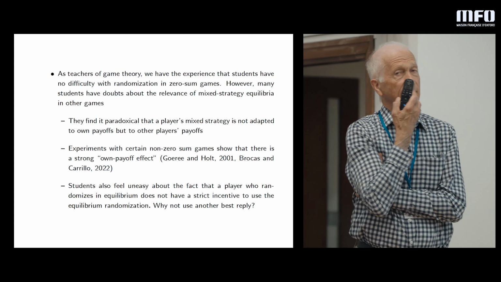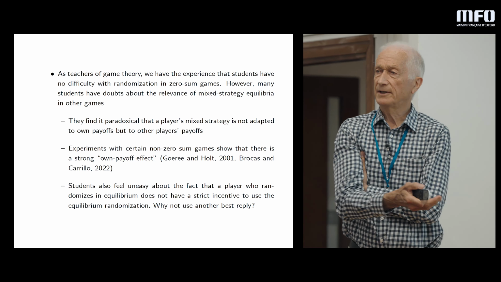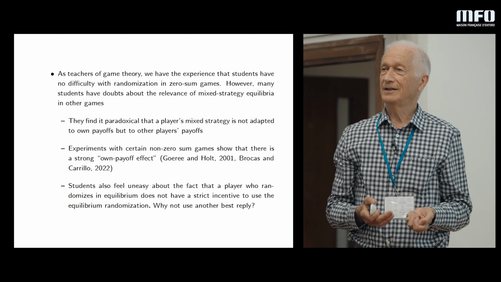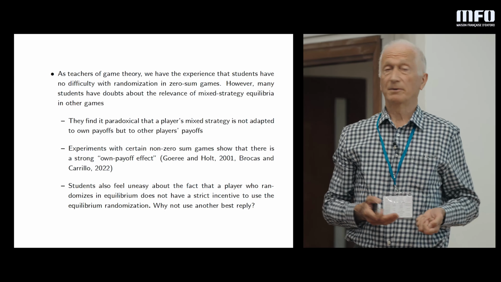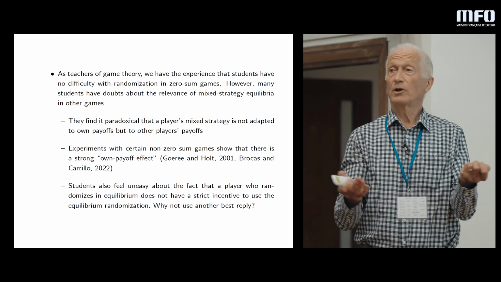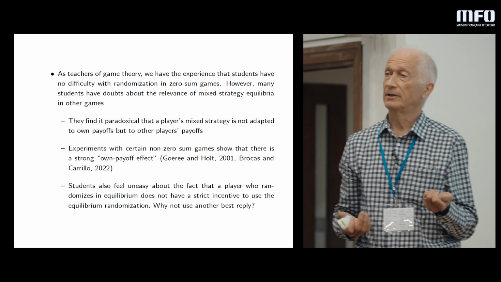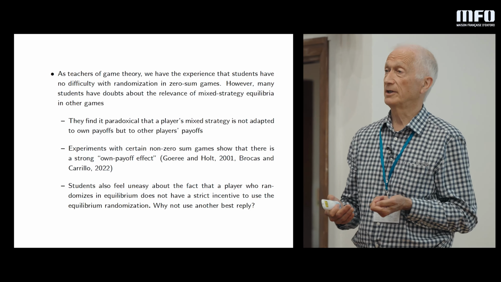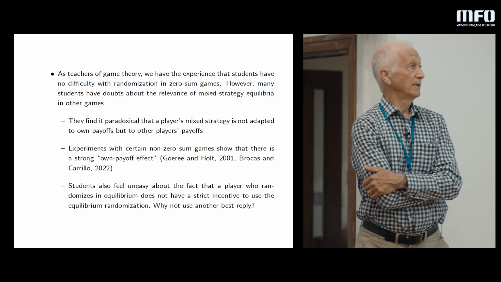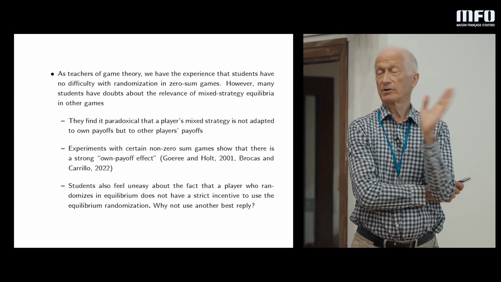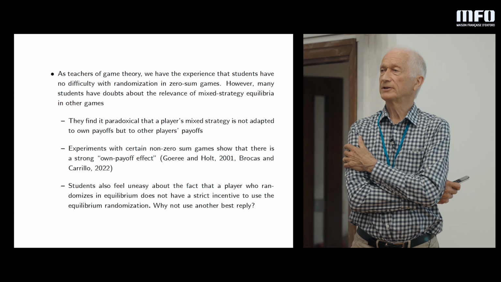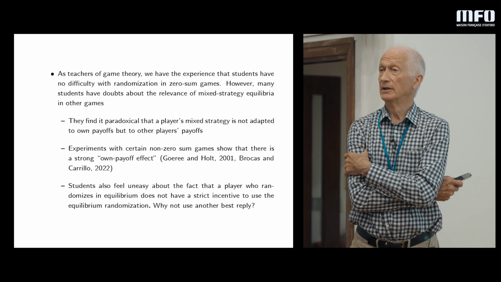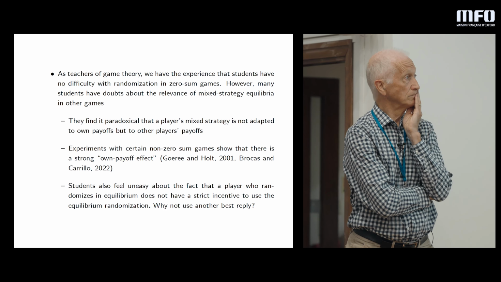And one thing that they find paradoxical is that you adapt your probabilities in a mixed equilibrium to the payoffs of the other guy. And indeed, in experiments with certain non-zero-sum games, one has found that there is an own payoff effect. So you change the payoffs of this player himself, and that shouldn't affect him in equilibrium, but actually he will change his probabilities. Now in sports, in tennis and such other sports, one has also looked at this, and there is more of a tendency to actually be closer to mixed equilibrium than in these experiments.